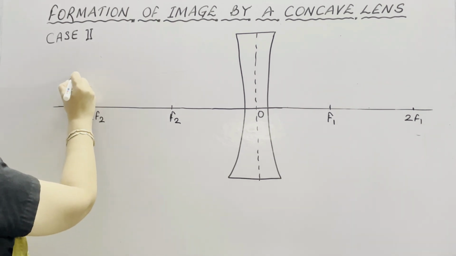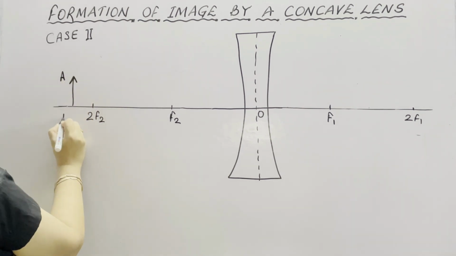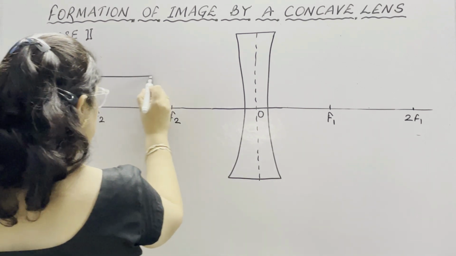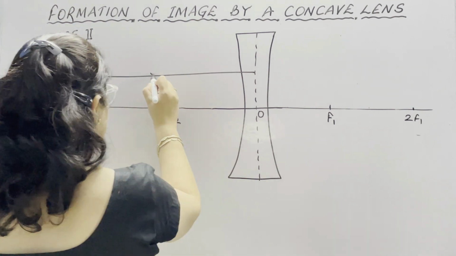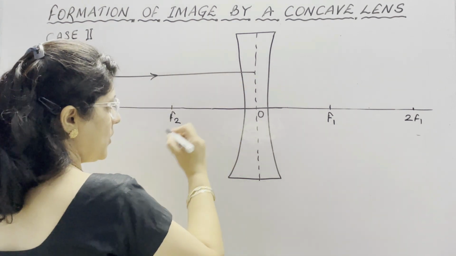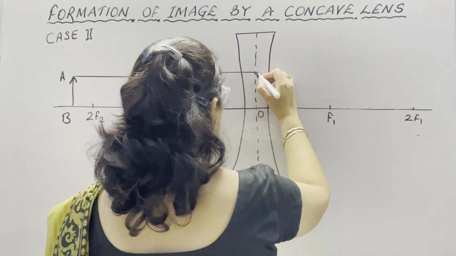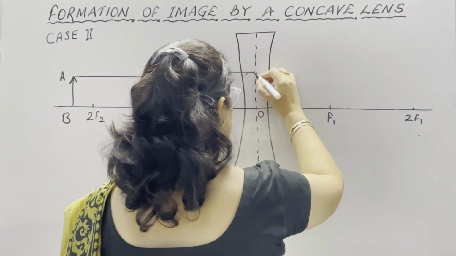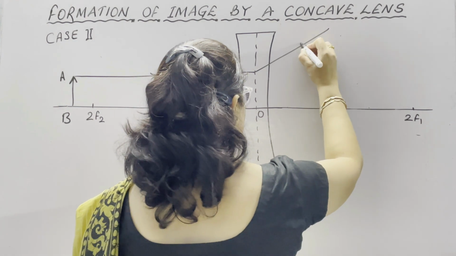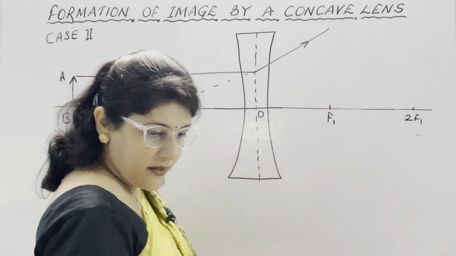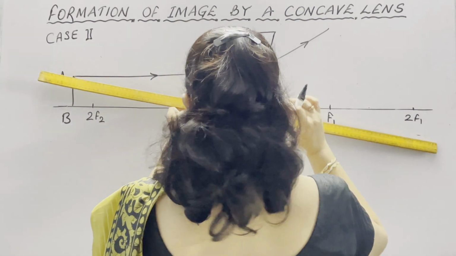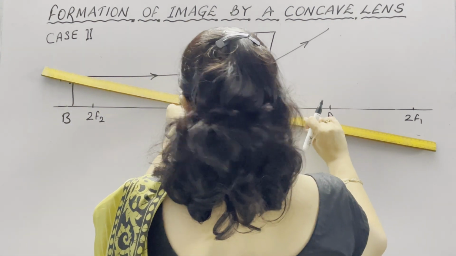Suppose this is our object AB. First ray, which is coming parallel to the principal axis, diverges and it appears to come from f2. It diverges, and second ray which passes from optical center, it passes undeviated.